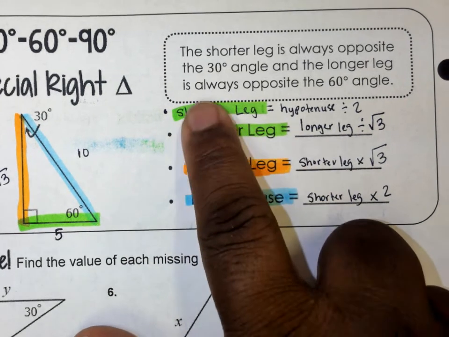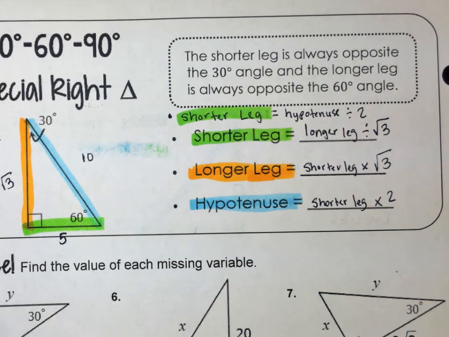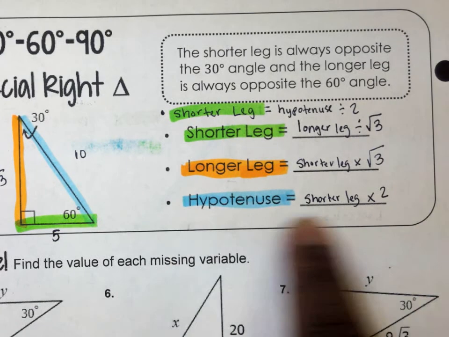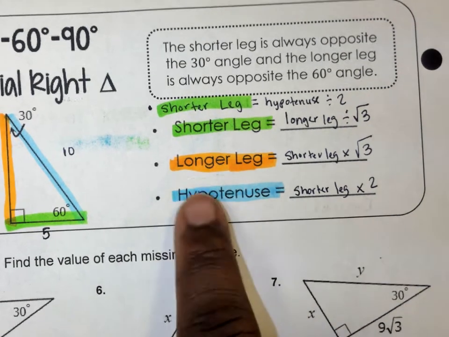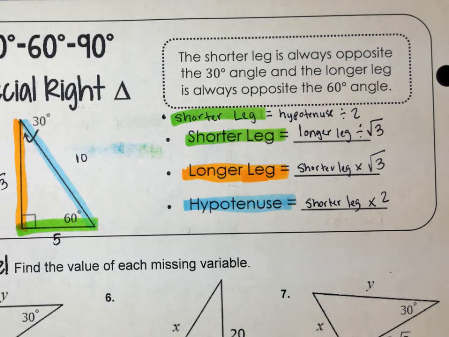If I'm looking for the shorter leg and they gave me a hypotenuse, I need to be reading this one right here. Say if I'm looking for my hypotenuse, I just need to read this right here. If I'm looking for my longer leg, I need to be reading this one right here. Whatever you're looking for is the first word you should be reading.